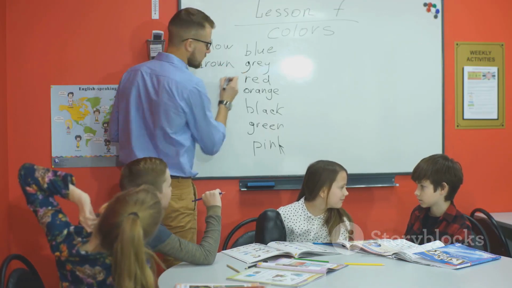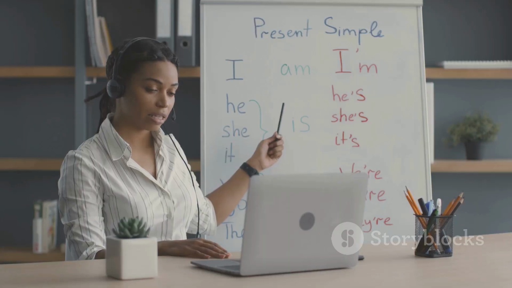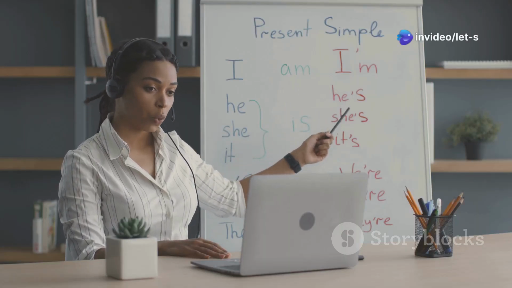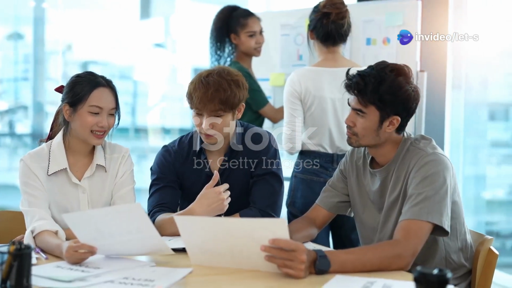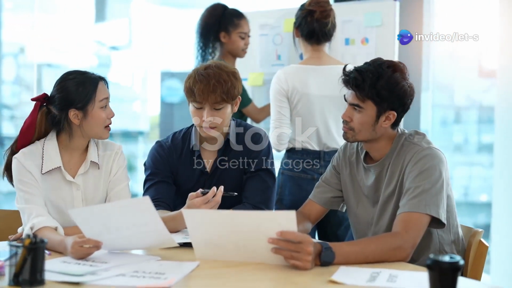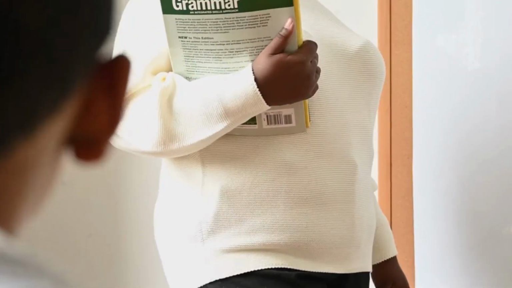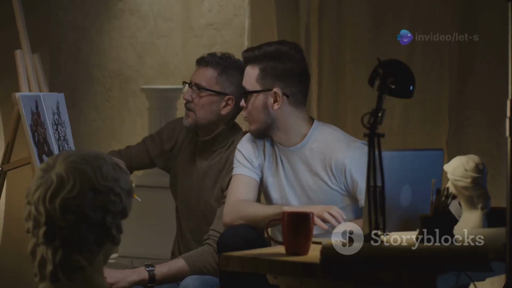The second conditional is used to talk about imaginary, hypothetical, or unlikely situations in the present or future. It allows us to explore possibilities that are not very probable. The structure is if plus past simple, would plus base verb. For example, if I won the lottery, I would travel the world. If I were you, I wouldn't do that.